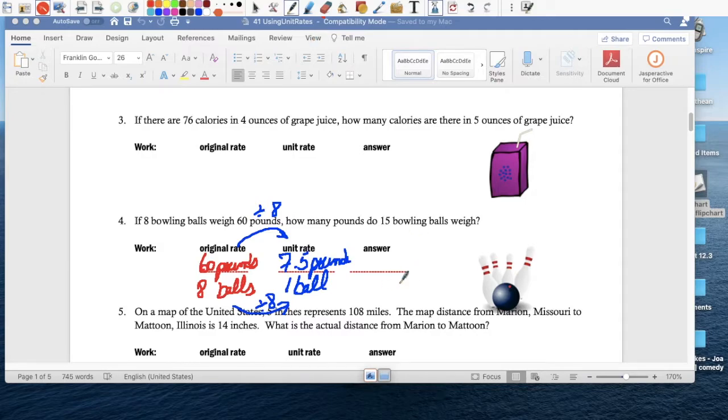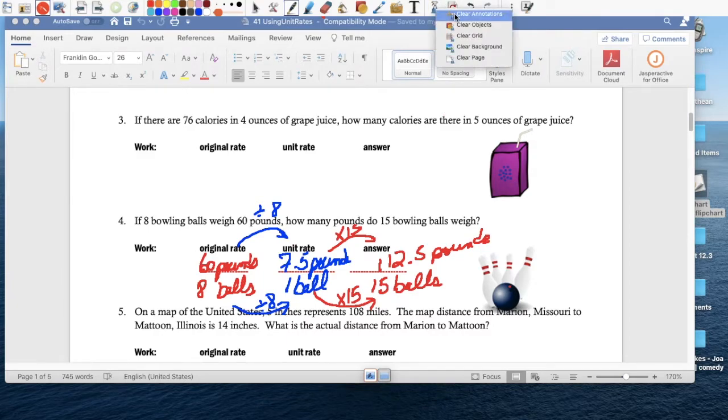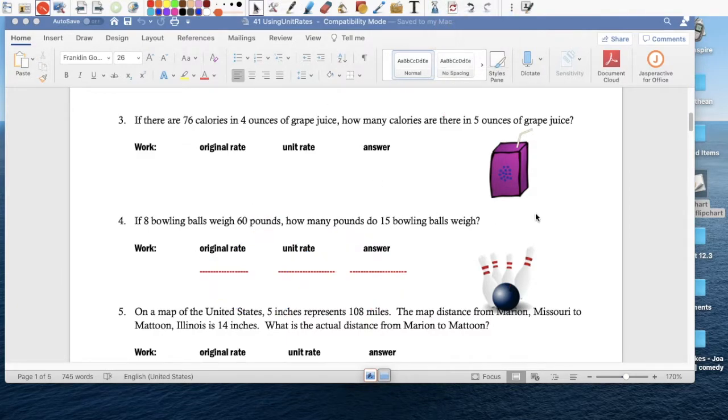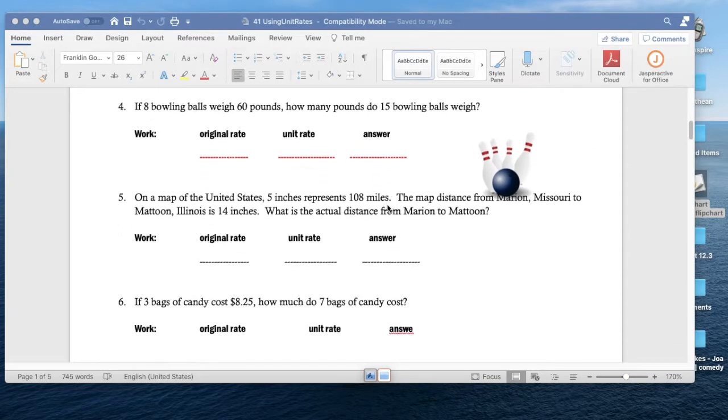Now they're asking me cuánto pesa 15 bolas. Well, let me put 15 balls here. ¿Cuánto pesarían 15? Well, 1 se transforma en 15. How? Multiply by 15. Y aquí arriba, multiply by 15. 7.5 times 15 me sale 112.5 pounds. So 15 pelotas pesan 112.5 pounds, libras. So as you can see, it's not that difficult. No está tan difícil. Hay que hacerlo.